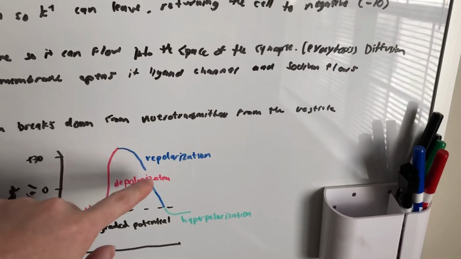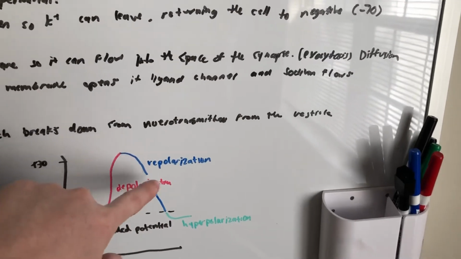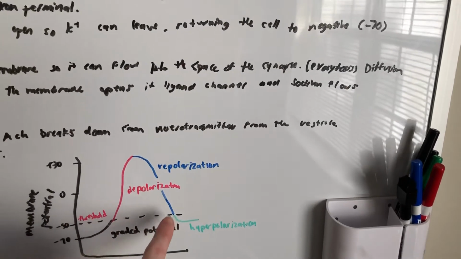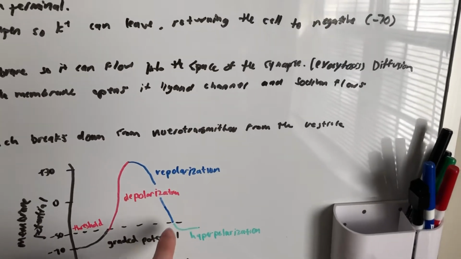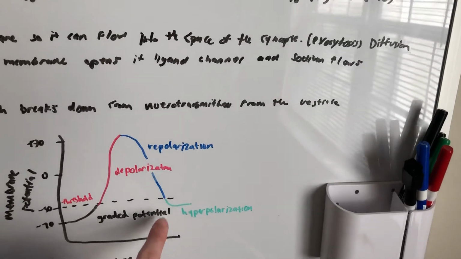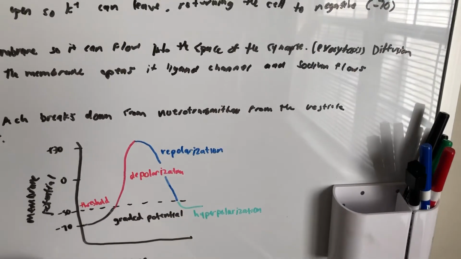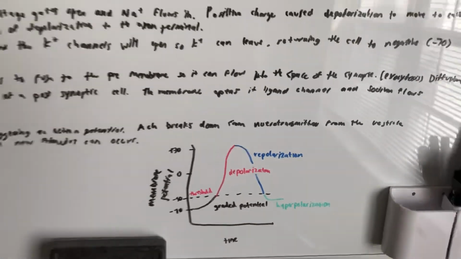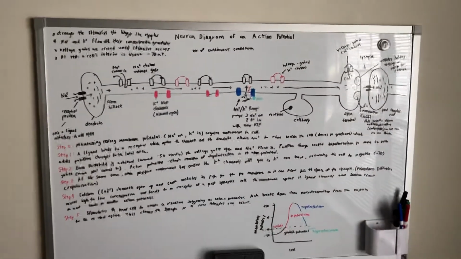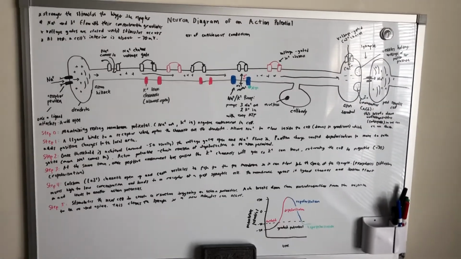Then once it starts to go down, the potassium channels are opening up, which causes repolarization to go back down past the threshold. And sometimes it can go below -70, which is called hyperpolarization, which just means it's becoming even more negative. So that is the neuron diagram of an action potential, and I hope you can read it.